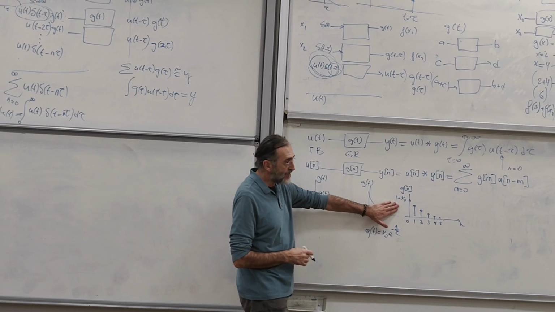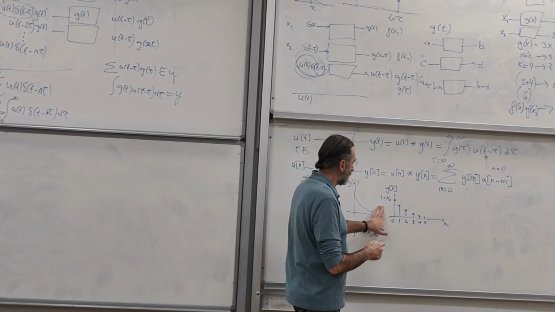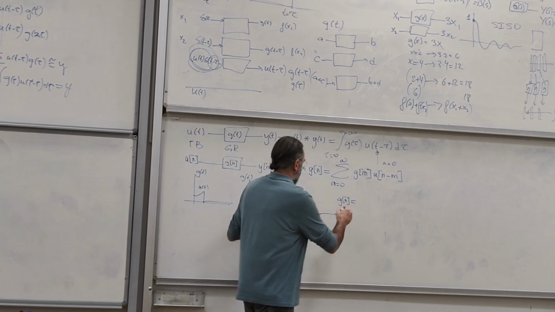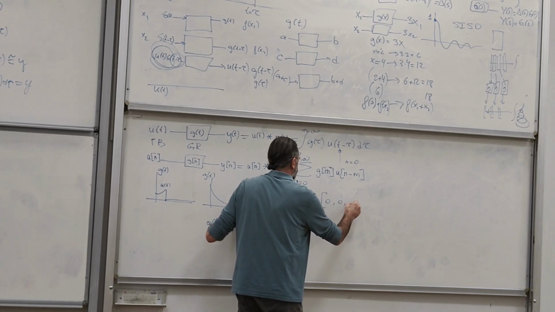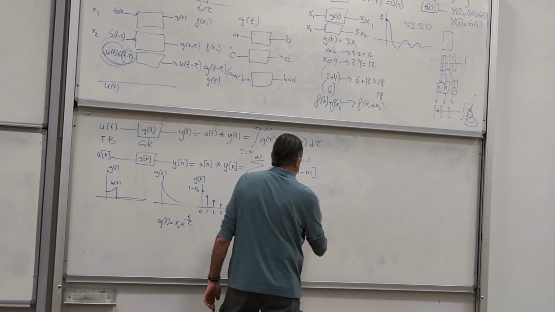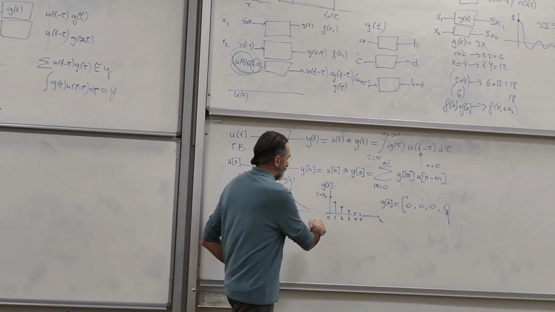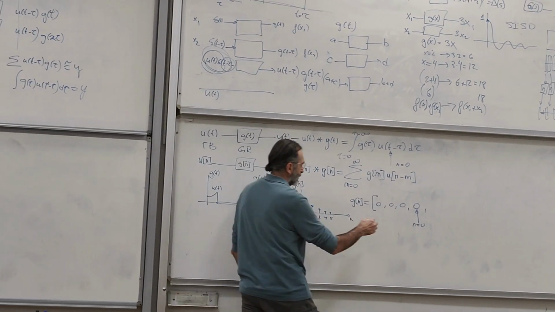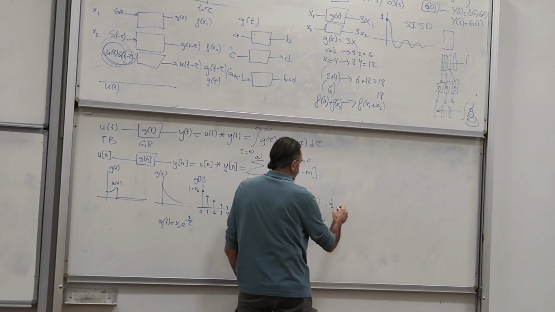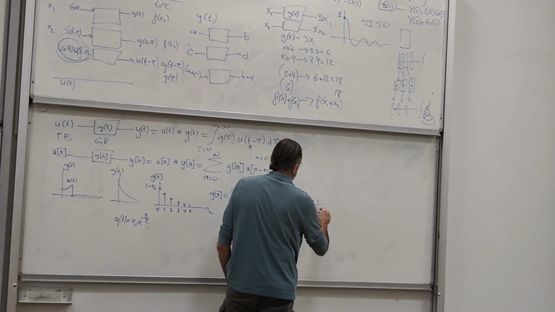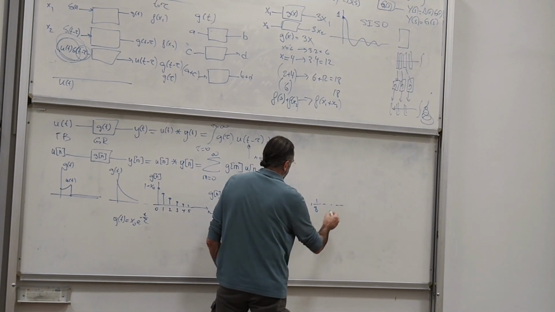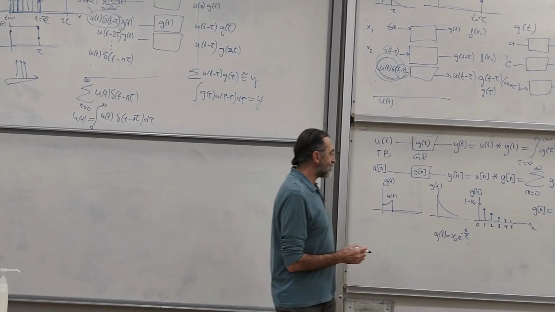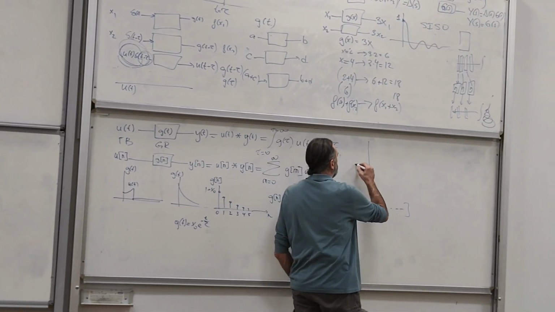Here, your system g of n is equal to 0, 0, 0, and that's when you start here, n equals 0. And then you put the next point, 1 over 2. And then the next point, 1 over 4. And then the next point, 1 over 8, and so on and so forth. This is going to be your system. Your system could be this.